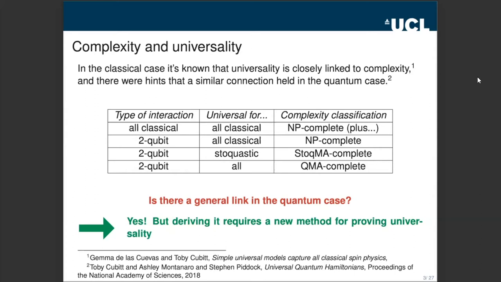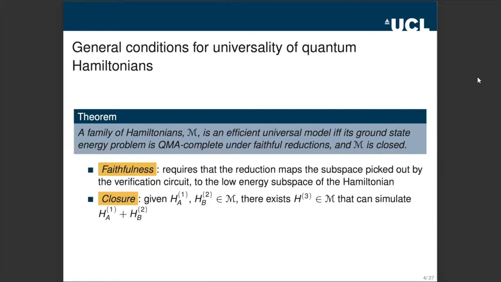So our main result is that a family of Hamiltonians is a universal quantum simulator if and only if its ground state energy problem is QMA complete under faithful reductions and the model is closed. Where we say that a reduction is faithful if it maps the subspace picked out by a particular verification circuit to the low energy subspace of the Hamiltonian. And I'll define this condition more precisely later in the talk.